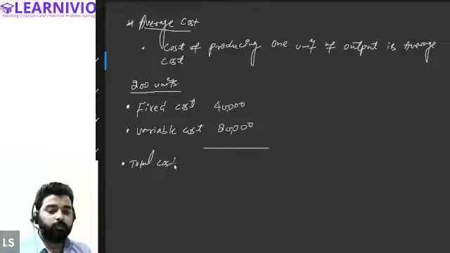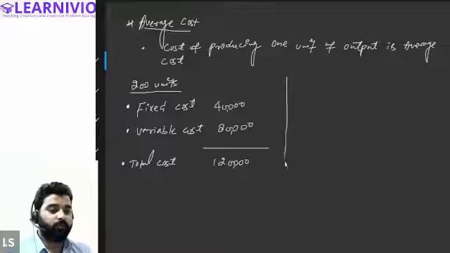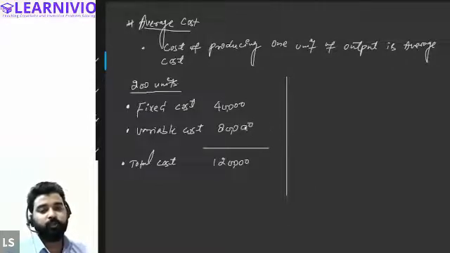So total cost equals 1,20,000. This is the total cost, correct? Now tell me, if it is given that 40,000 of fixed cost is spent on production of 200 units of output, right? I just wanted to know, if 40,000 is spent for 200 units of output, can anyone tell me what will be the approximate cost of producing one unit of output?